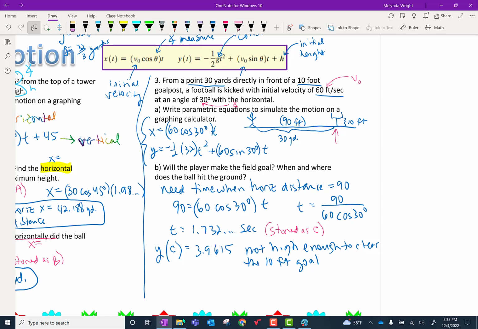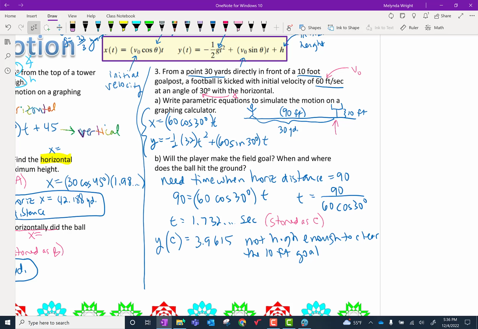Now it wants to know when and where the ball hits the ground. Okay, so we would need to go back to our y equation. We would set our y equation to 0. Of course, we would do this in our calculator. And y equals 0 at t equals 1.875 seconds. And I stored that as d.